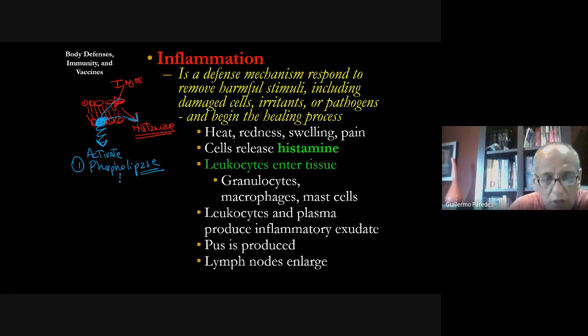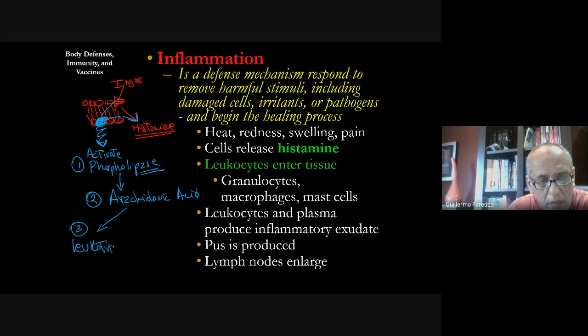Second, they are going to lead to the formation of arachidonic acid. Arachidonic acid is going to produce, number 3, the leukotrienes. Leukotrienes. You treat them when you have asthma. So in the future, you're going to see that. And the other one are the prostaglandins. Prostaglandins.